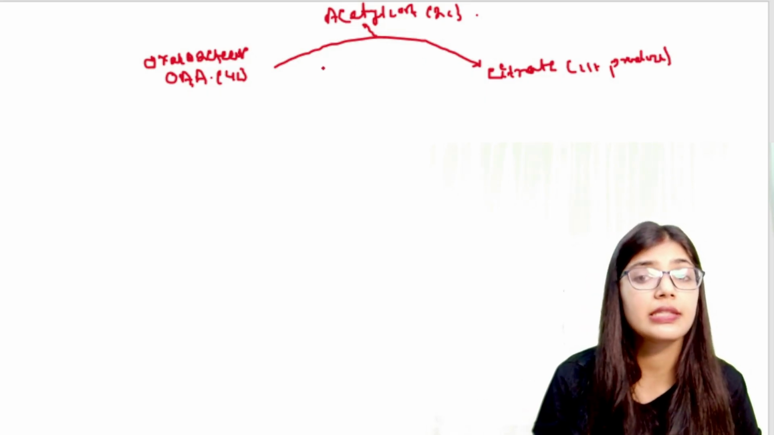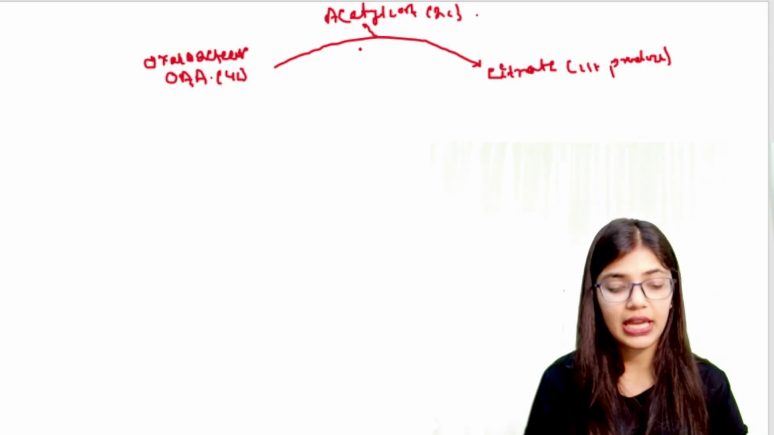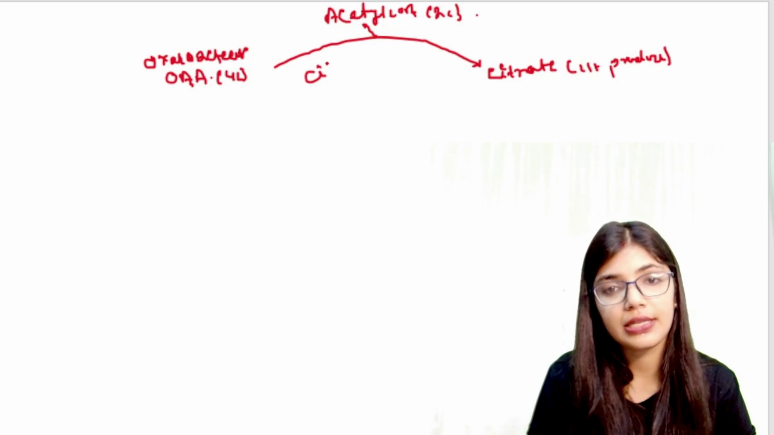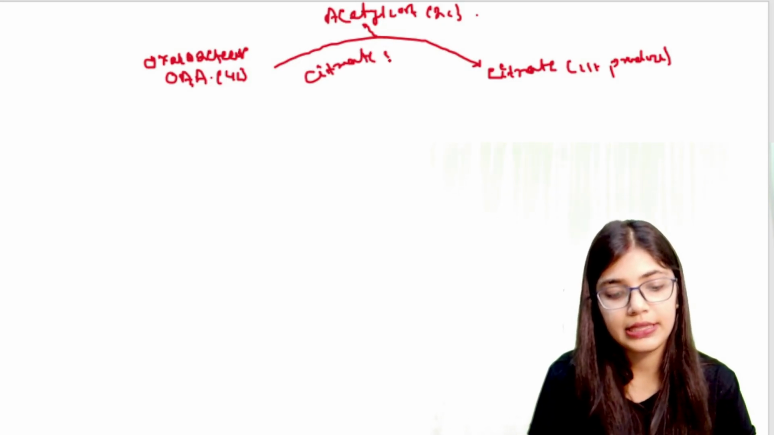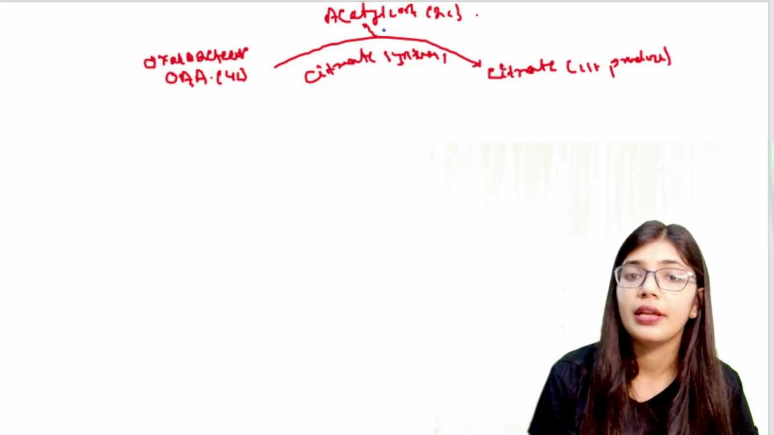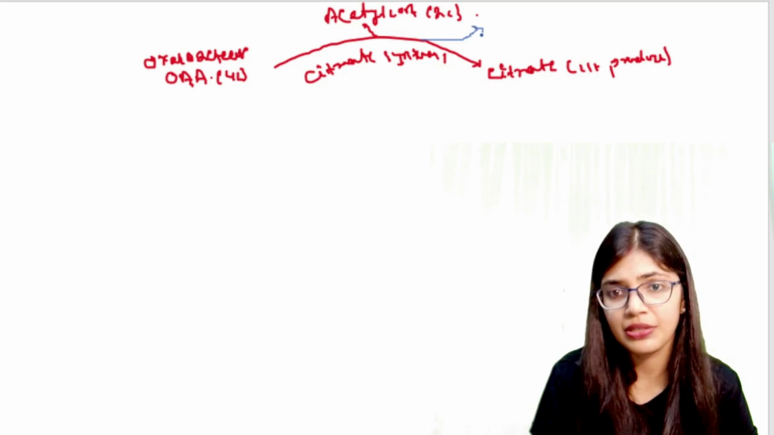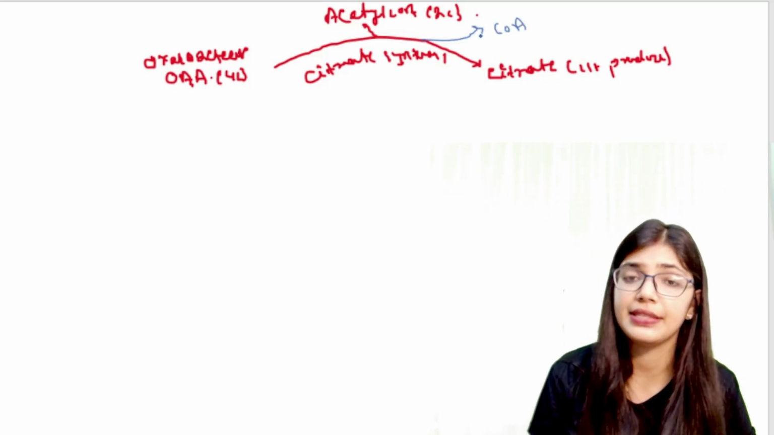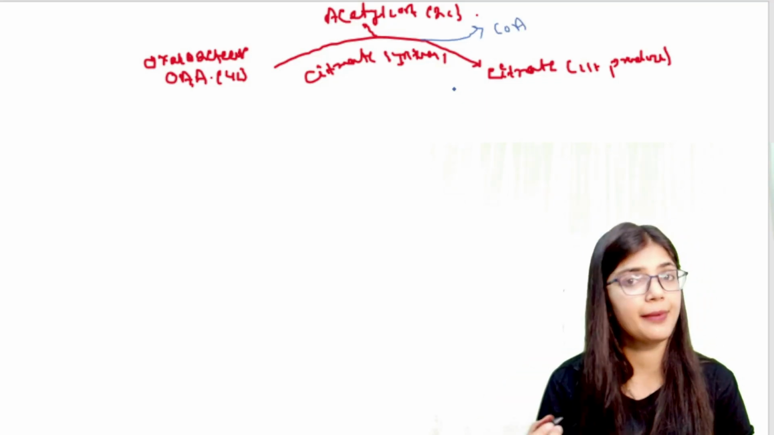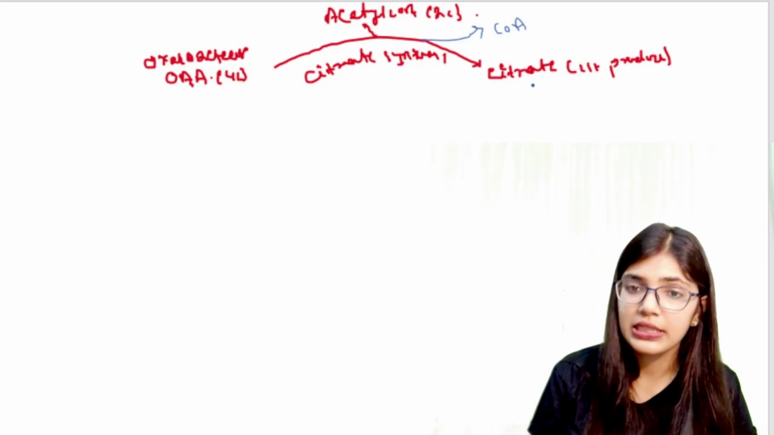During this step there is a requirement of an enzyme. What is the enzyme? It is citrate synthase. When acetyl coenzyme A is used, the coenzyme A is removed. Only the acetyl group, the 2-carbon containing compound, is utilized in this case. Now this citrate is a 6-carbon containing compound.